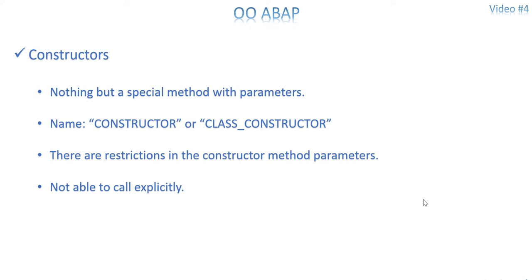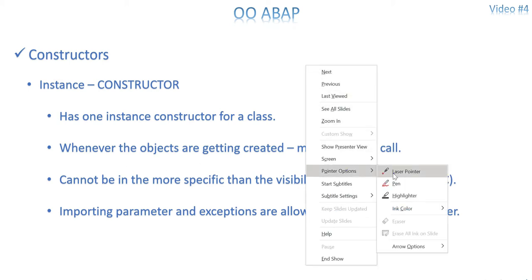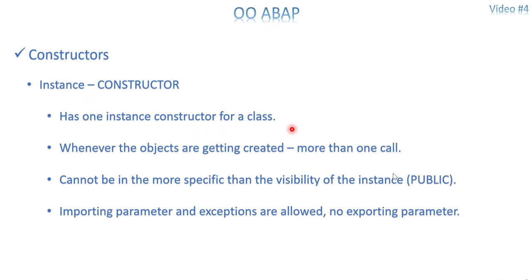We are going to see two different constructors here. One is the instance constructor. A class has only one instance constructor. You can't create more than one instance constructor for a class. It should be only one. This constructor is called whenever an object is created. We are talking about the instance constructor. Whenever an object is created, it will automatically trigger and call the constructor.